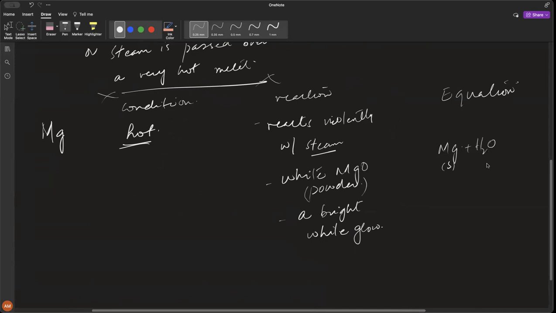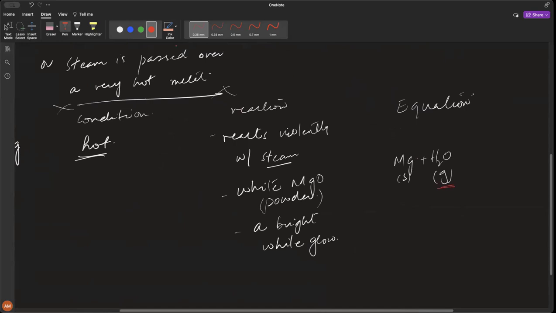Water. You see now it has changed. Before it was liquid, now it has changed into gas. Before it was reacting with water at room temperature, where water is liquid. Yes, this is the equation that you have to keep in mind.